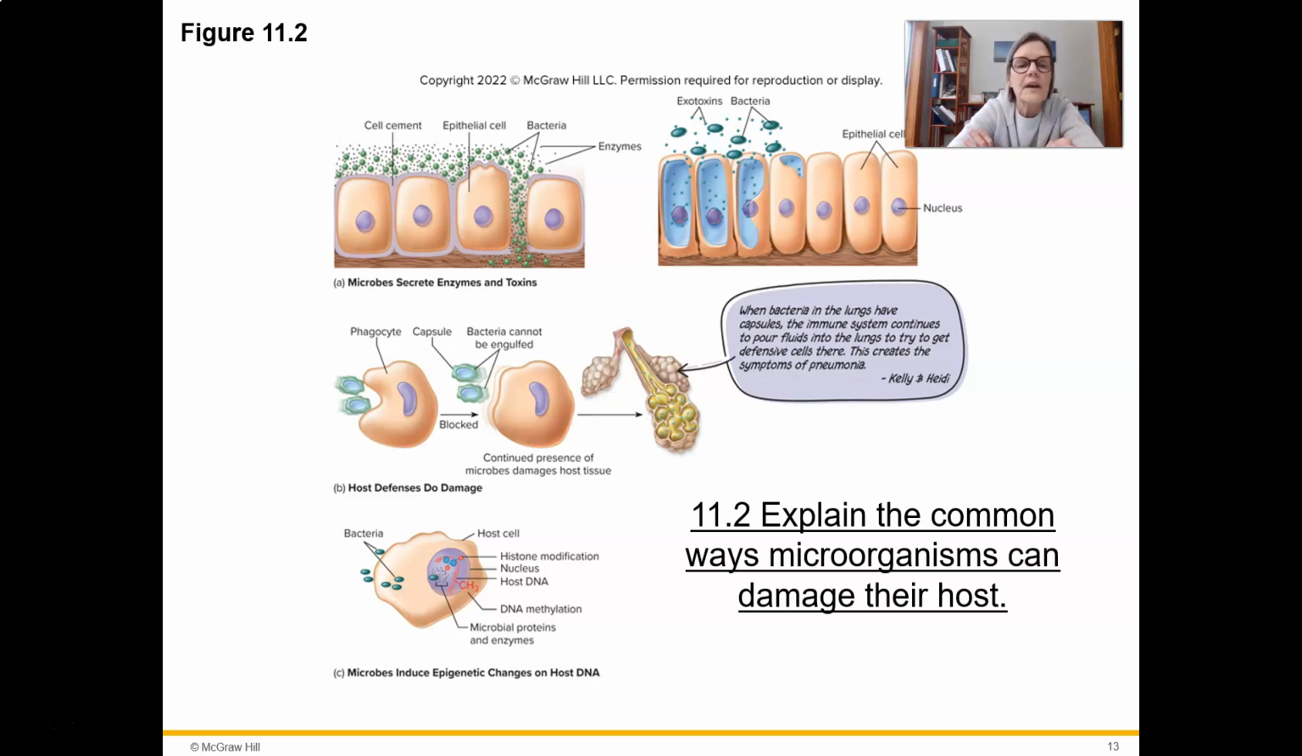There's also some special toxins. The toxins are called endotoxins and exotoxins, and I'm going to go into more detail about that. But some bacteria produce toxins. They're poisonous substances that cause direct damage to our cells. And some of those toxins are what we see as signs and symptoms making us sick.